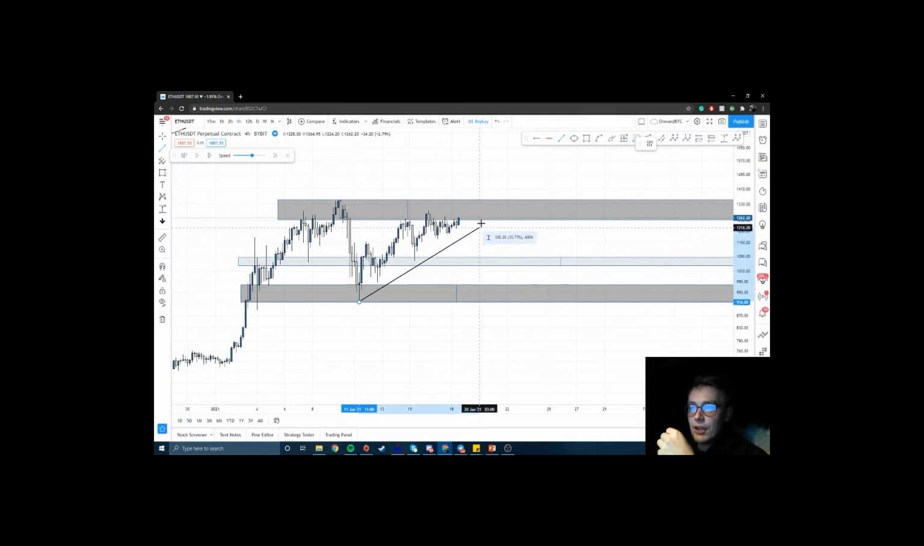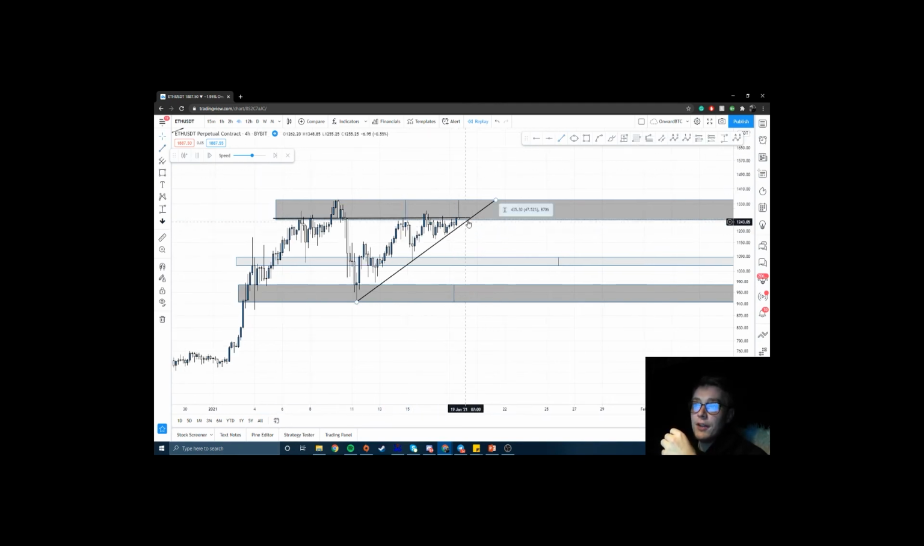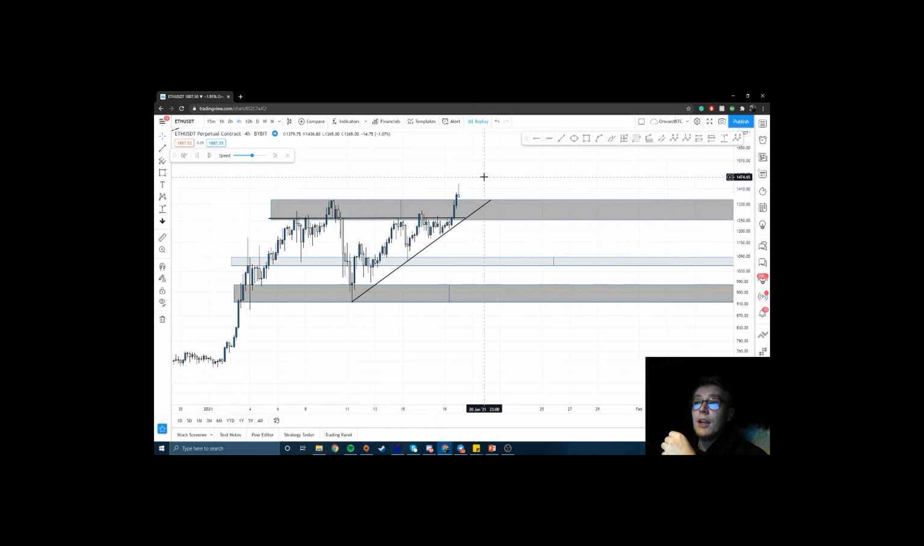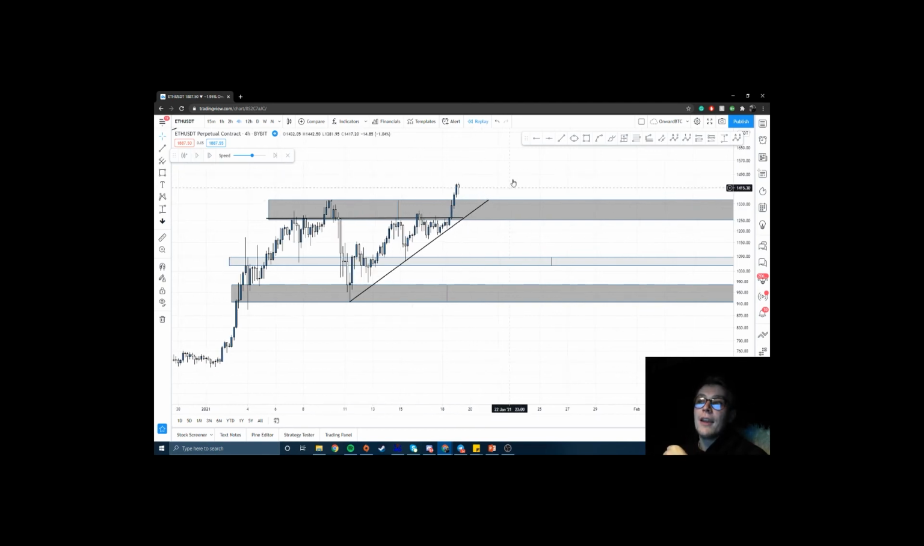I'm going to turn the magnet off, but essentially you should be drawing in the top of that triangle as well. I like to use these bands because a line is not going to be as representative as this band of resistance, but it might look something like that. So let's see what happens here. We've gotten a pretty mature ascending triangle. Oh, we're breaking out. Look at that.